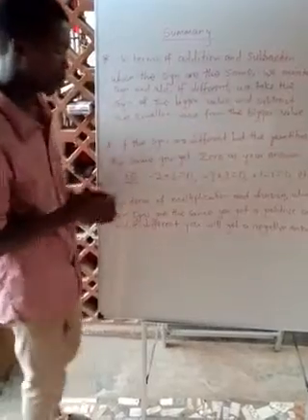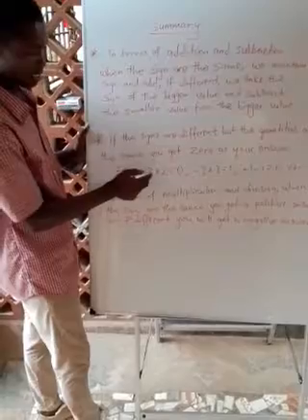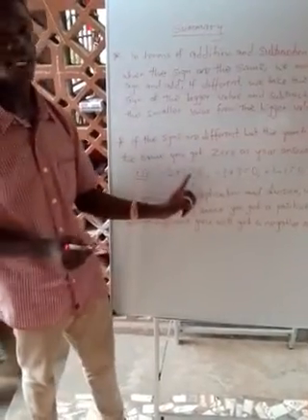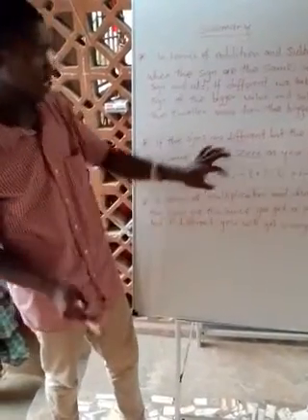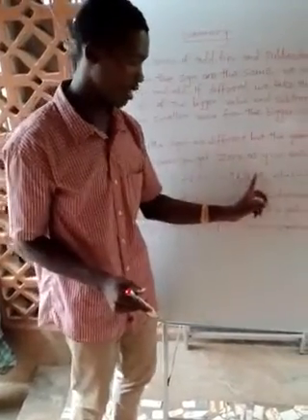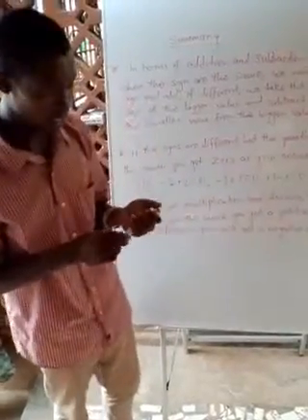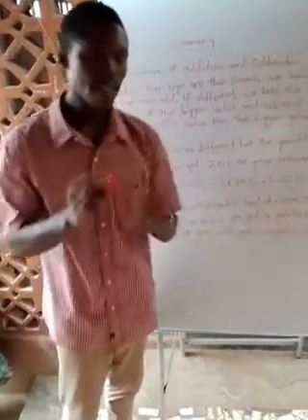For example, here we have minus 2, and here we have plus 2. Here the signs are different, but the quantities are equal or the same. In this case, our answer will be 0. Minus 3 plus 3 is 0. Plus 1 minus 1 is 0. Why? Because the quantities are the same, but the signs are different.